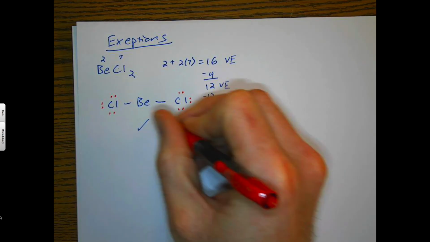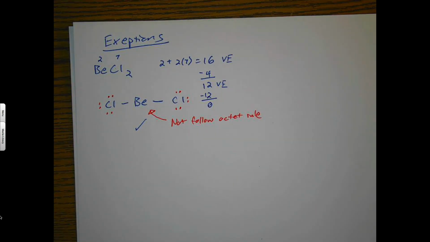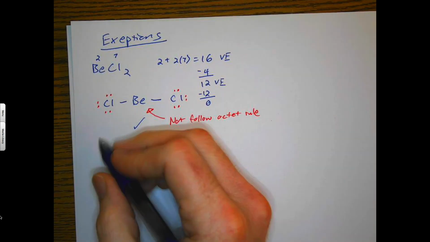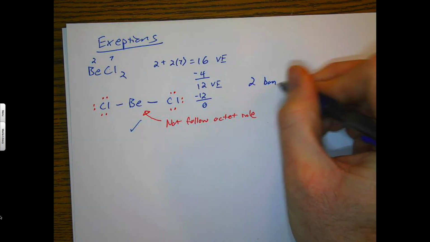That's because beryllium just has those two s electrons. It doesn't really have any other p electrons that it can bond with. So beryllium only forms 2 bonds. Just remember, beryllium has 2 bonds.